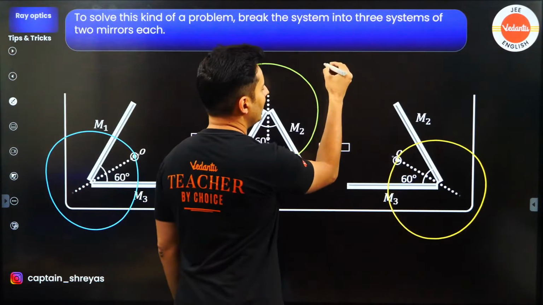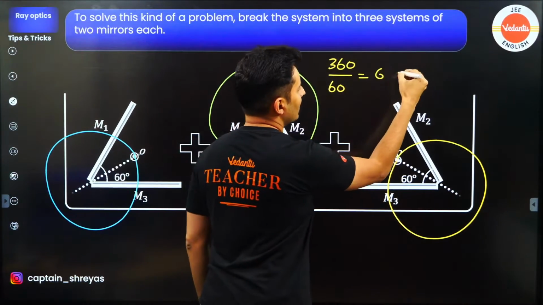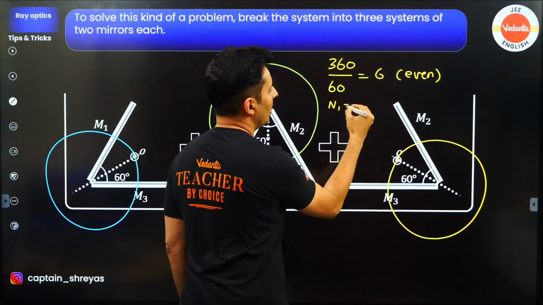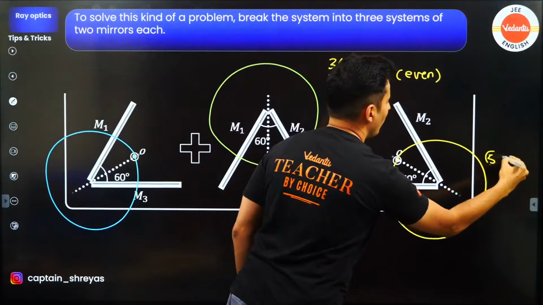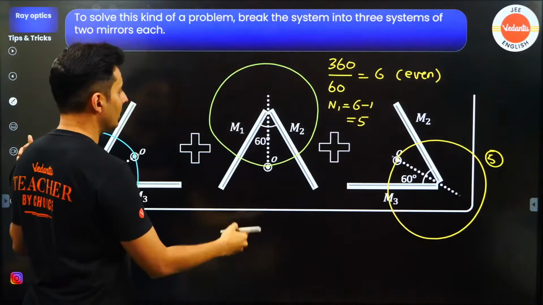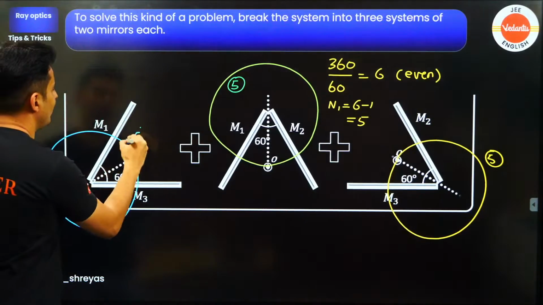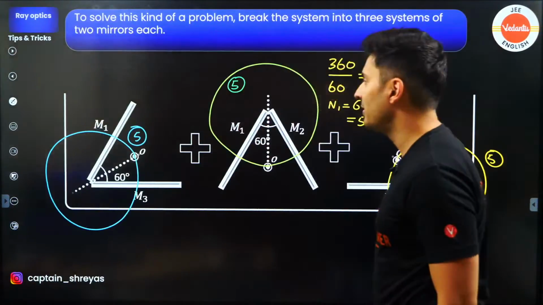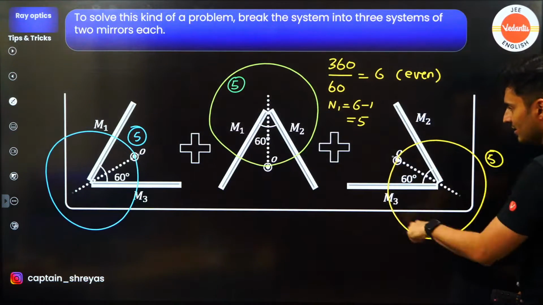Our standard formula is basically 360 divided by 60, which is 6, which is nothing but even. So the number of images formed will be 6 minus 1, which is 5. So here 5 images are formed. Correct? Then here also 5 images are formed, and here also 5 images are formed. So 5 plus 5 plus 5. 5 because of these 2 mirrors on this circle.